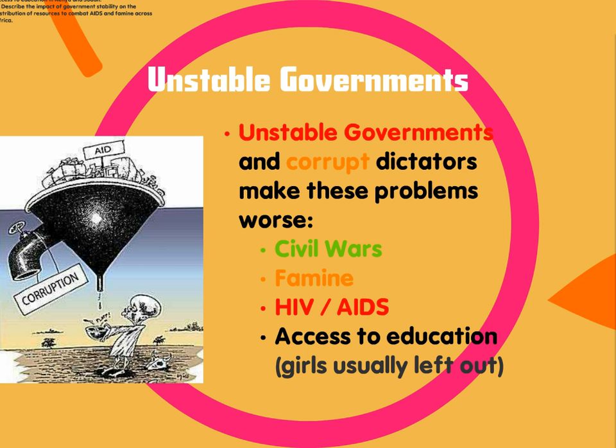And unstable governments contribute to the fact that access to education is not good in many parts of Africa. And usually when you don't have good access to education, it's the girls who are the ones who are left out of the education process. Girls frequently do not go to school in Africa.